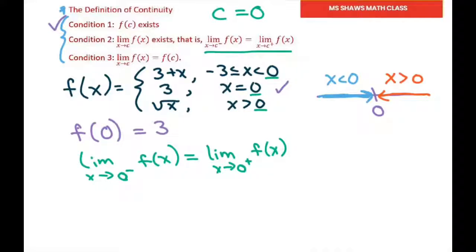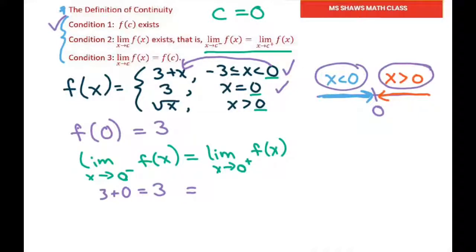So that's all we're going to do. We're going to plug in 0 to wherever this occurs. Where x is less than 0 is this first part. So when you plug that in, you get 3 plus 0 equals 3. Now, when coming from the right, these are all numbers that are greater than 0, which is this third part. So when you take the square root of 0, you get 0.